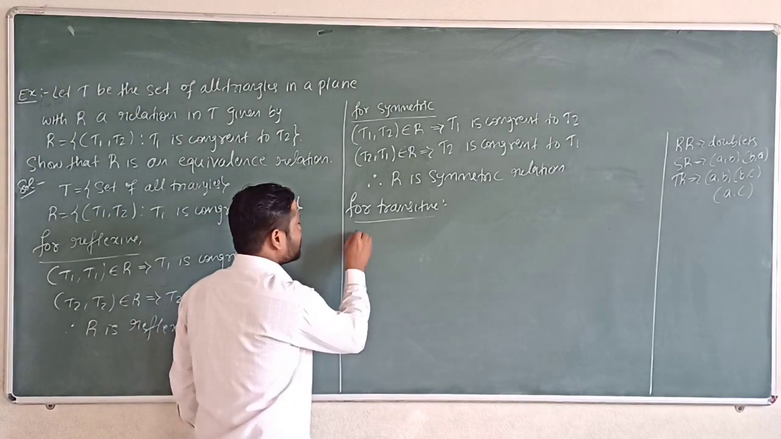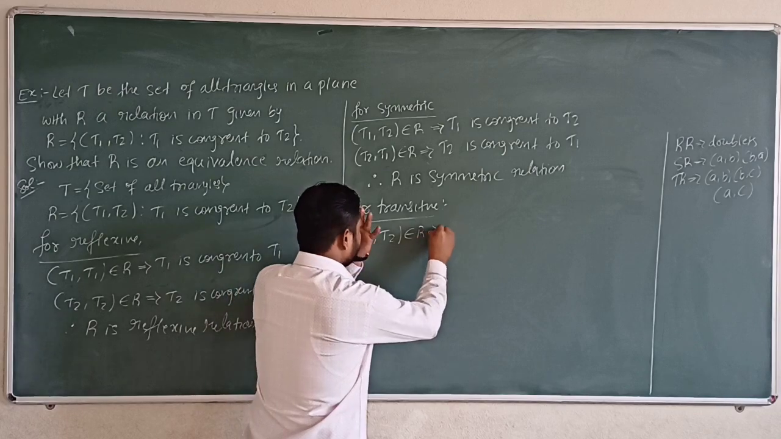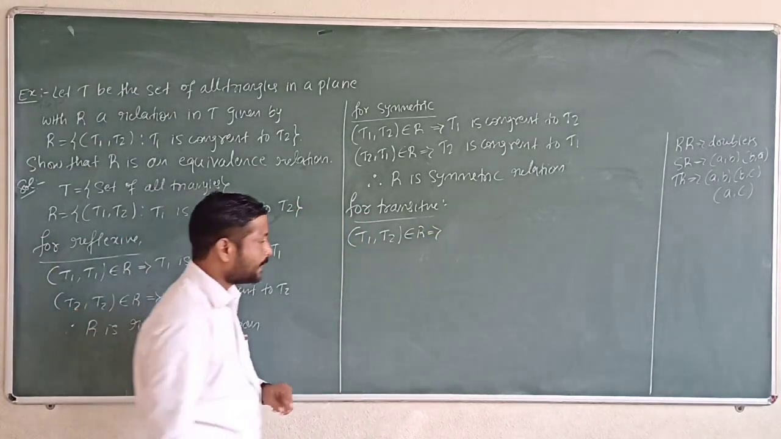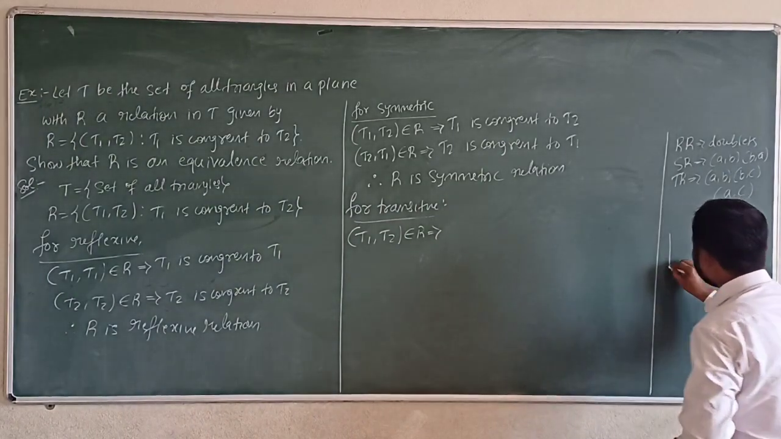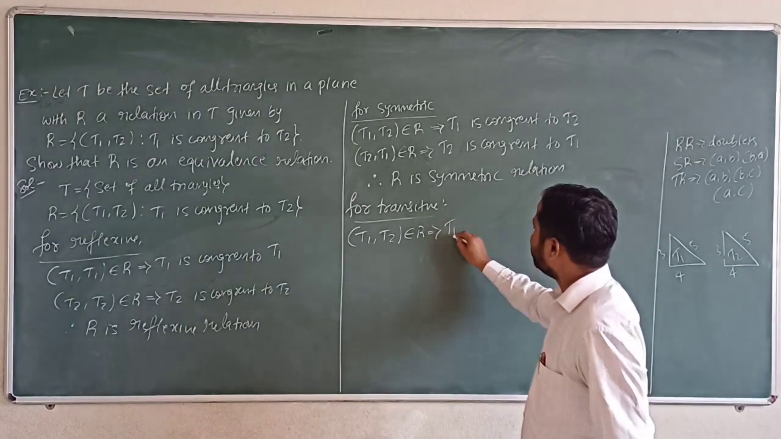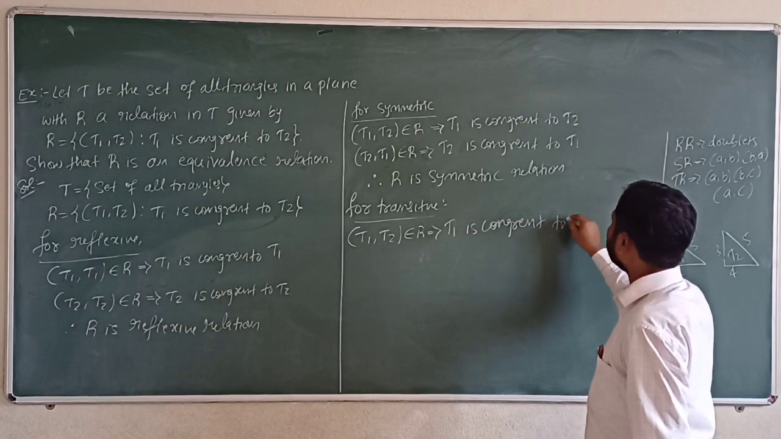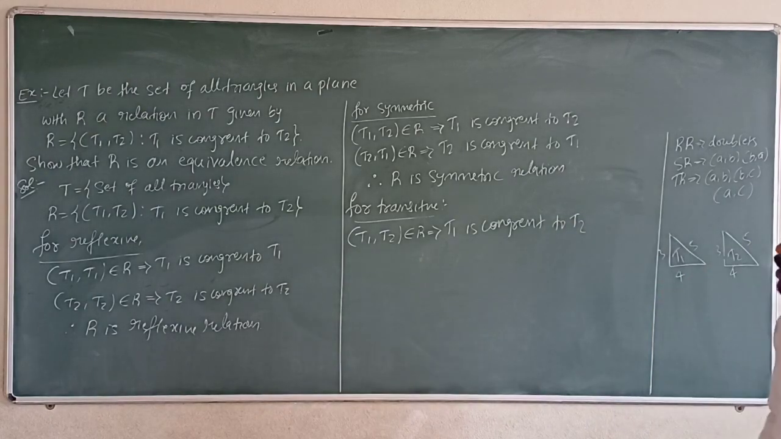See here, take this first one: (T1, T2) belongs to R, right? Take T1 triangle with sides 3, 4, 5 units, and this is T2. Now tell me, is T1 congruent to T2? It is congruent, because all the values are the same, correct? So therefore T1 is congruent to T2.